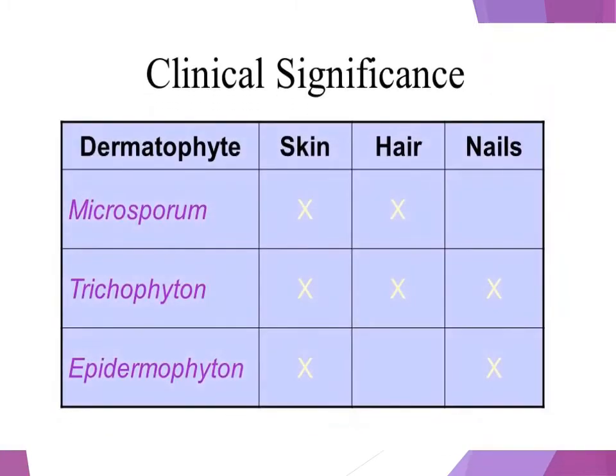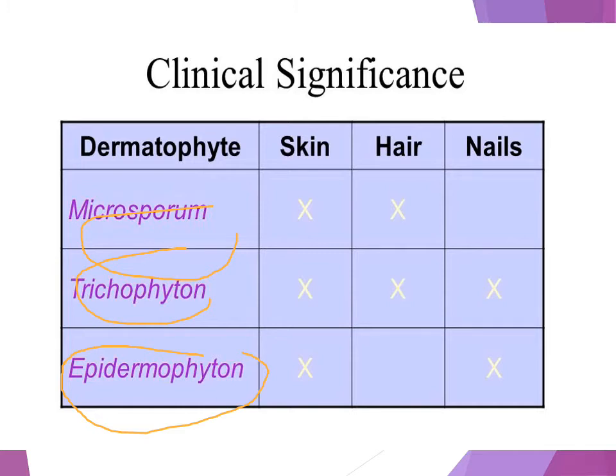When we talk about dermatophytes, they are aerobic fungi that can invade and infect the keratinized layers of skin, hair, and nails. So in short, dermatophyte is a collective or general term for our microsporum, trichophyton, and epidermophyton. These are examples or types of dermatophytes.